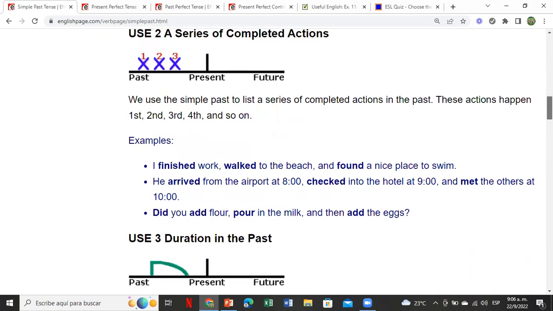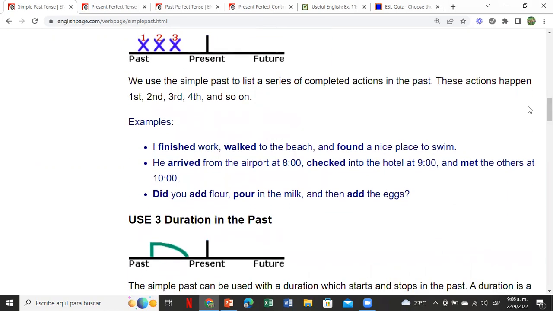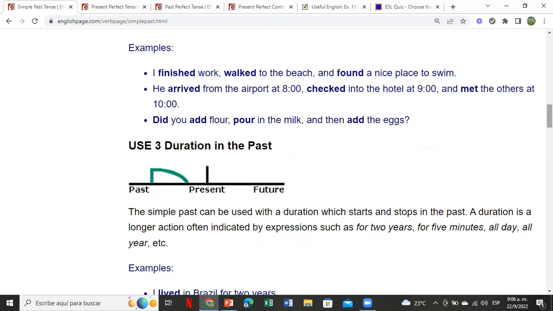So look at this one. We use simple past to list a series of completed actions. It means that with the simple past, the action is always completed. This action happened first, second, third, fourth, and so on. It's like I said, it continues.